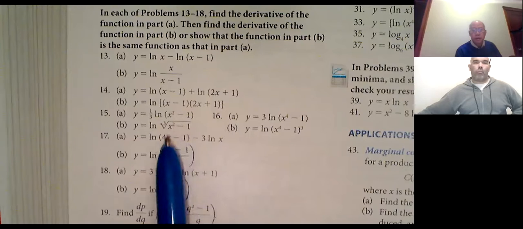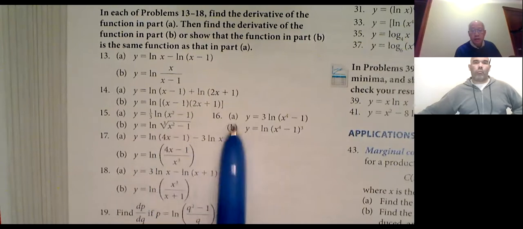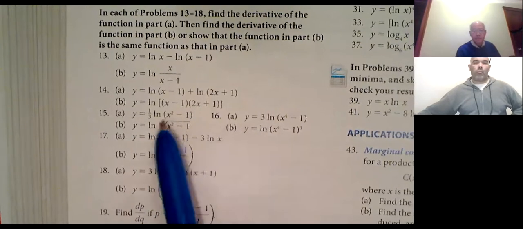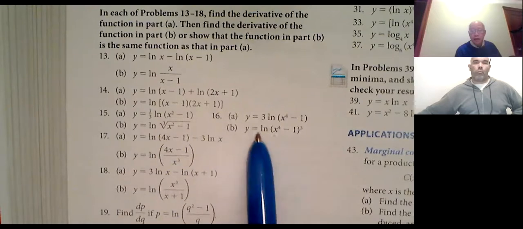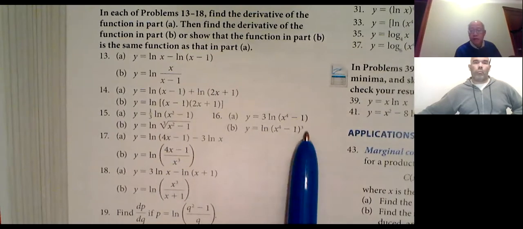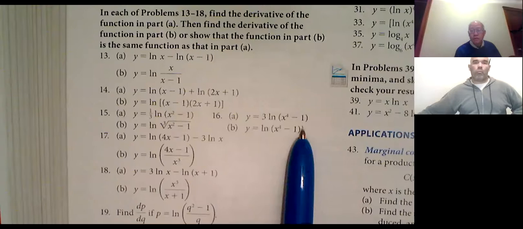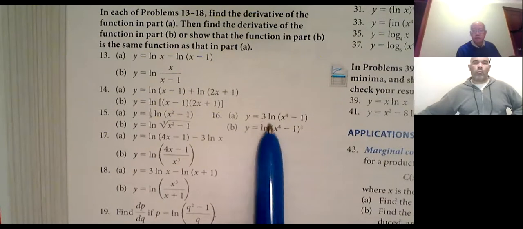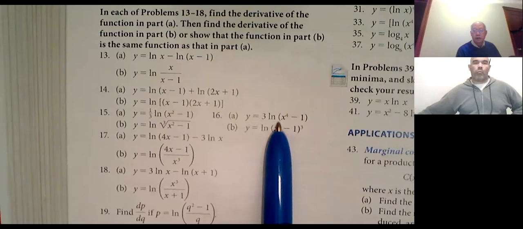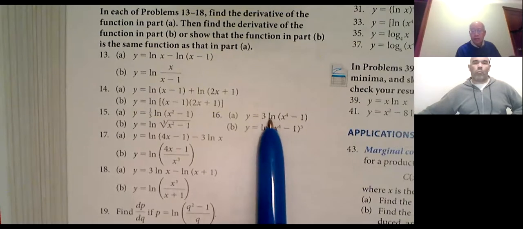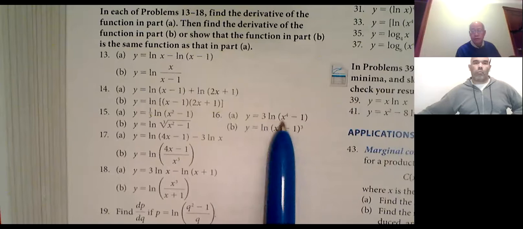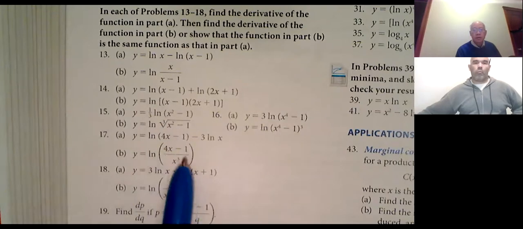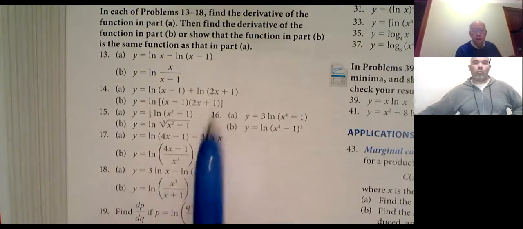There's also a property of logs. Let's look at, say, 16 and 15, same thing. ln of x to the fourth minus 1 cubed. One of the properties of logs is you can bring the 3 down in front. So it looks like this: 3 ln x to the fourth minus 1. And this one is easy to take the derivative of. You don't have to fool around with the chain rule.